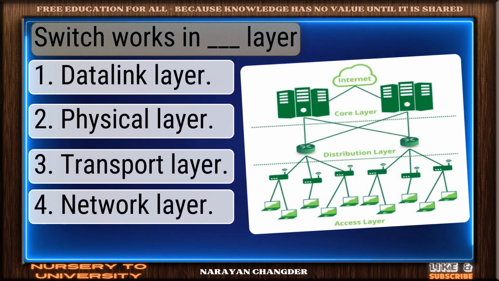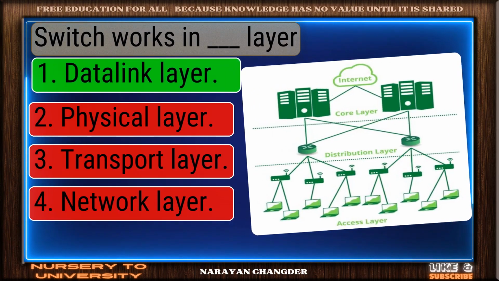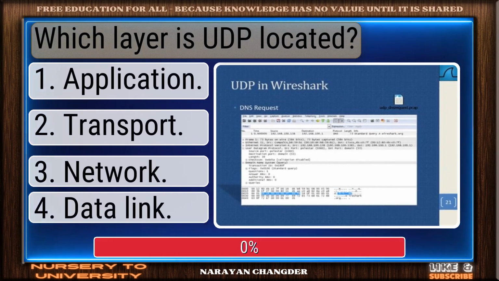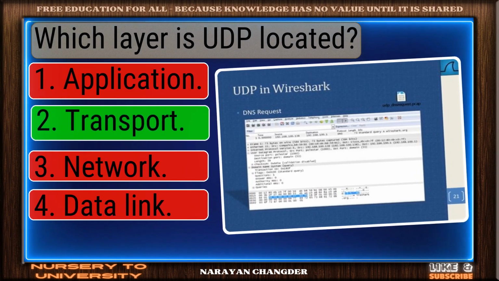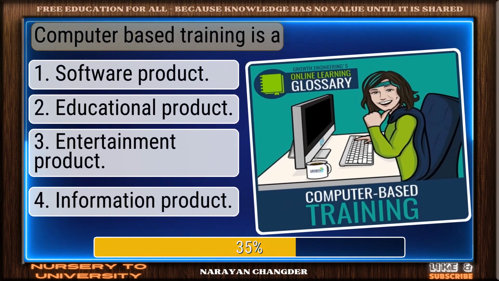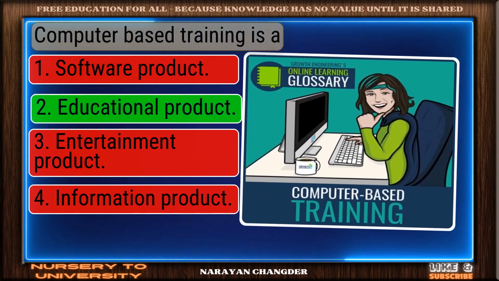Switch works in dash layer. Nice selection. Data link layer is correct. Which layer is up located? Excellent choice. Transport is right. Computer-based training is a... Good job. Educational product works well.